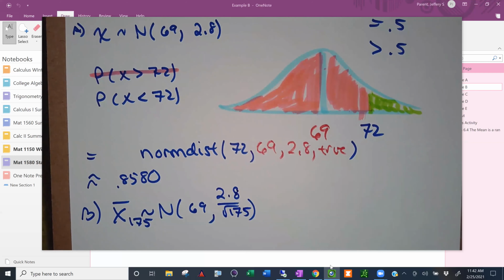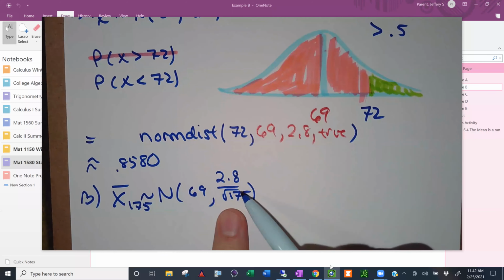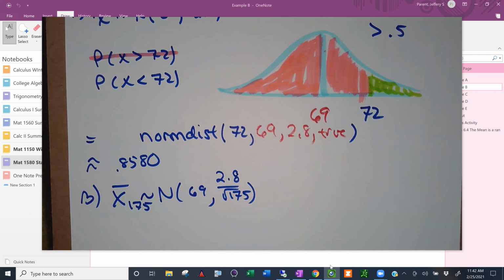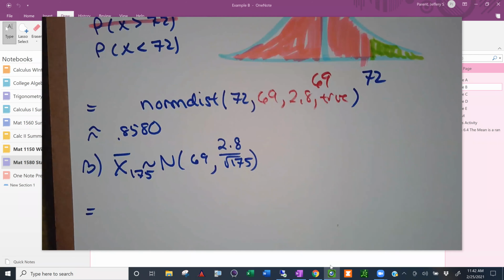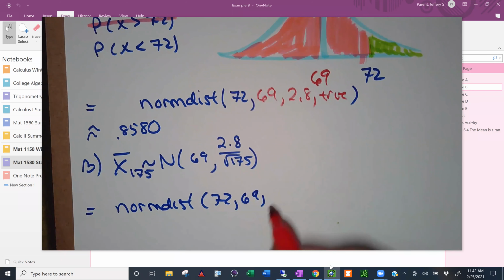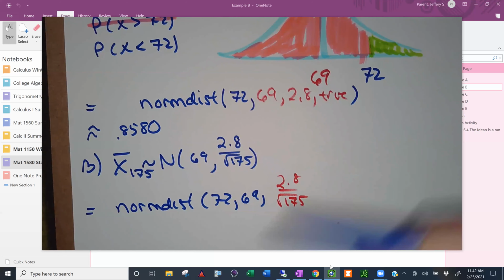Perfect. So basically we're going to repeat this calculation, except we're going to have a new standard deviation. That standard deviation here is going to get replaced by this one here. So equals norm distribution 72, comma, 69, comma, let me do this in red, 2.8 divided by the square root of 175. So that's the big change from up here, and then true.